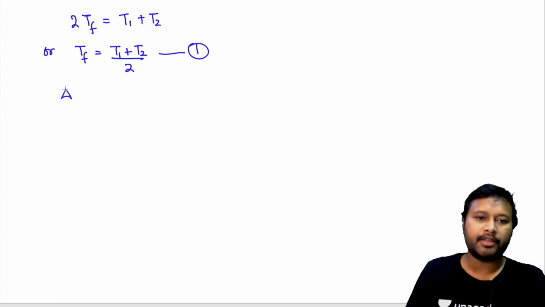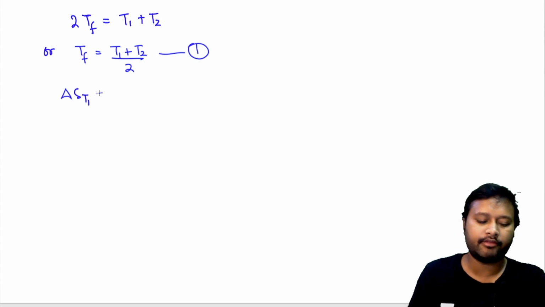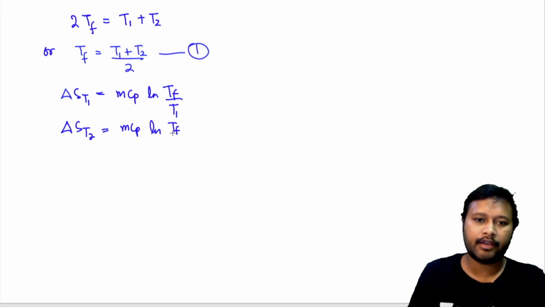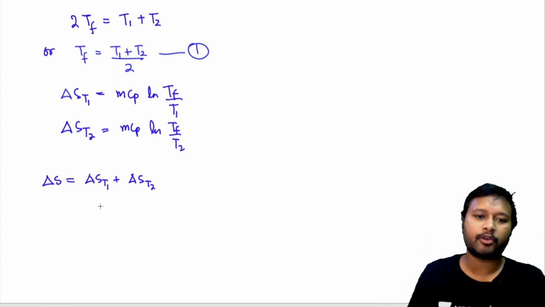You know that the entropy change at temperature T1, delta S at T1, will be given by MCp ln Tf upon T1, and the entropy change at temperature T2 will be MCp ln Tf upon T2. Now the overall entropy change is going to be the sum of both of them. So the total entropy change delta S will be delta S T1 plus delta S T2, because this is the sum of entropy change in both the samples. You just have to add both of them.